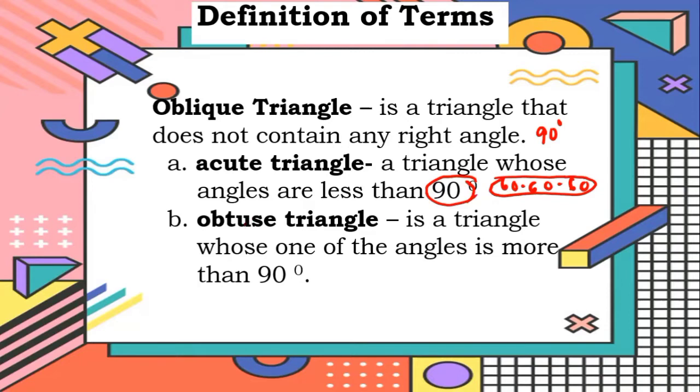Let's proceed to another type of oblique triangle, the obtuse triangle. Now, it is a triangle whose one of the angles is more than 90 degrees. Only one angle is greater than 90 degrees, starting from 91 up to 179 degrees. Alright? So when an angle measures 91 up to 179 degrees, therefore the given triangle is an obtuse triangle.